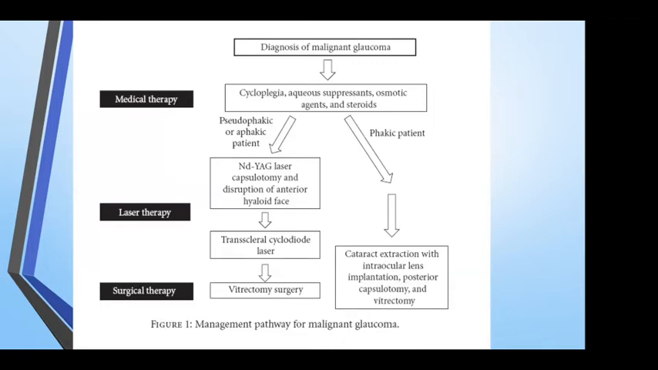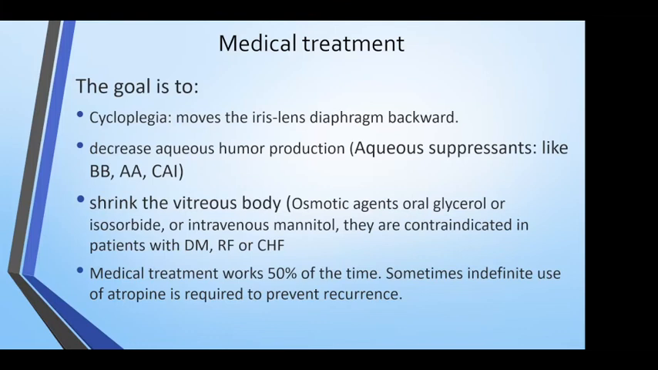So once we diagnose malignant glaucoma, we should keep in mind that we have three stages of therapy: either medical therapy, laser therapy, or surgical therapy. And when do we go to the next level? We can look at that. So when you start medical therapy, keep in mind you have goals to achieve. When you use cycloplegia as one of the treatments, either atropine or cyclopentolate, what you want to do is move the iris lens diaphragm backwards, and that will give you some space.